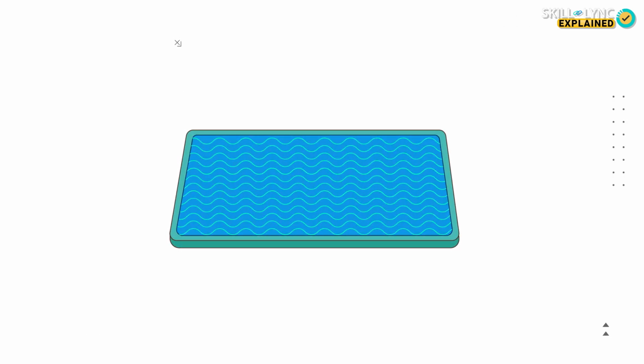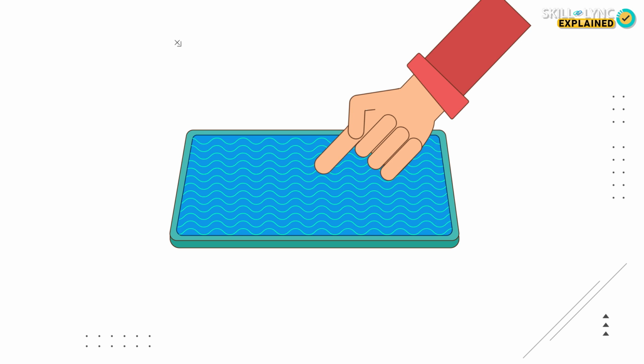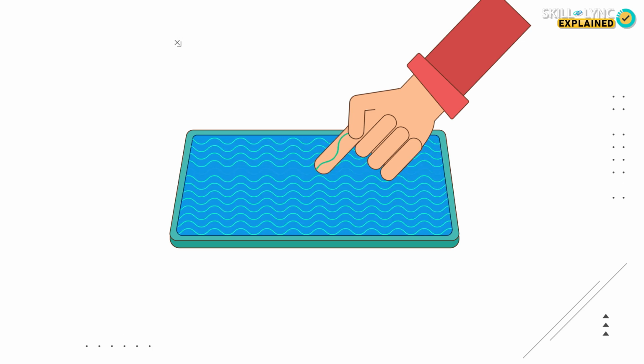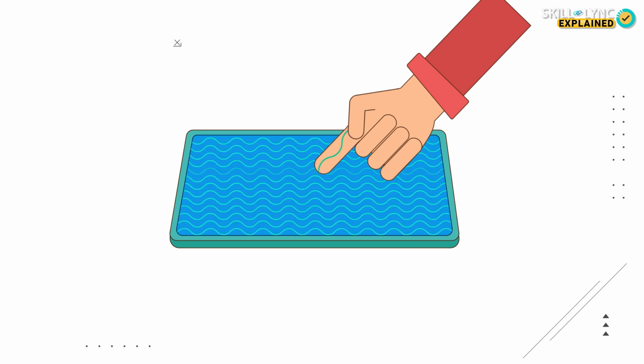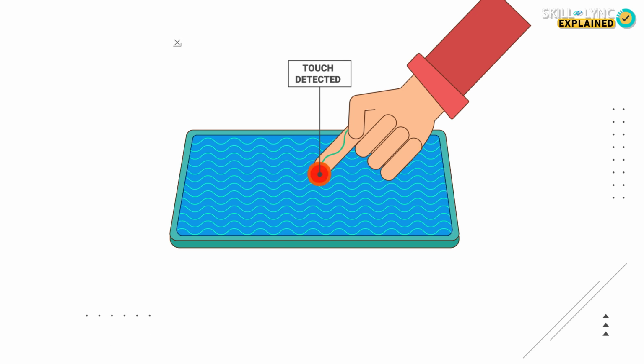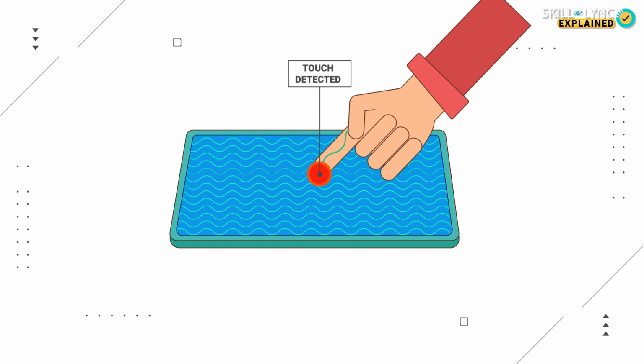In acoustic touchscreens, ultrasonic waves are generated on the screen panel and a finger touch not only disturbs the path of sound waves but also absorbs the sound. The inbuilt processor determines where the sound waves are interrupted and ascertains the position of the touch.